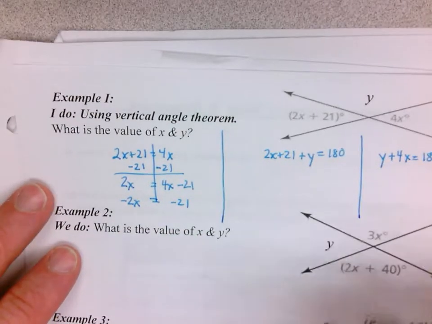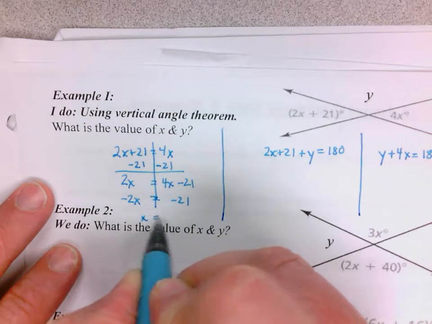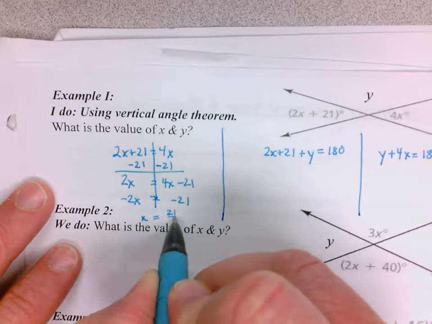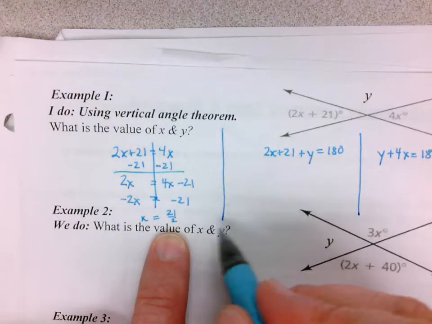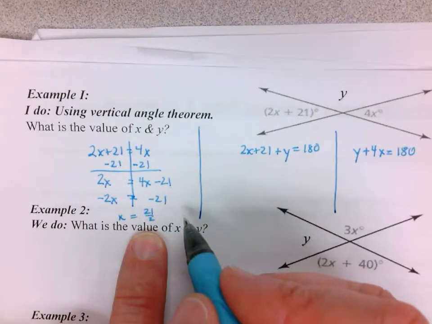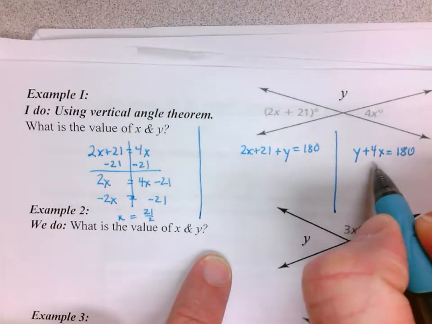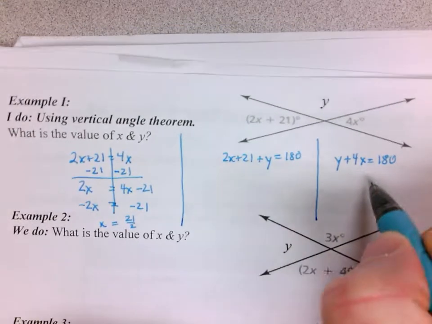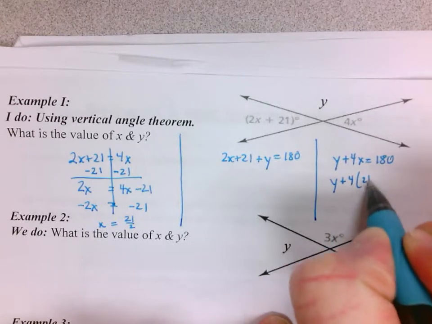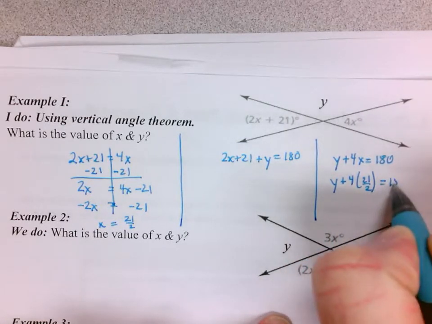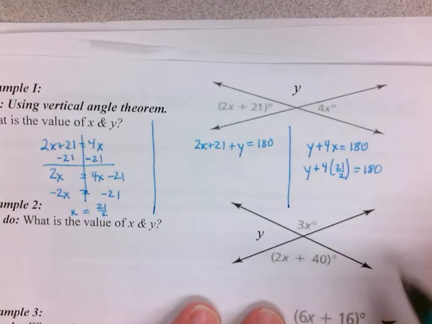So we get something that is not a nice number that you like. You get 21 over 2, which actually is a nice number when you need to plug it back in. So I know x is 21 over 2. I can plug it back in here or plug it in here to find y. I'm going to plug it in this equation because it's easier to find y, because y is basically already by itself.